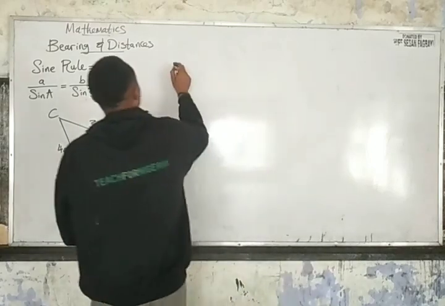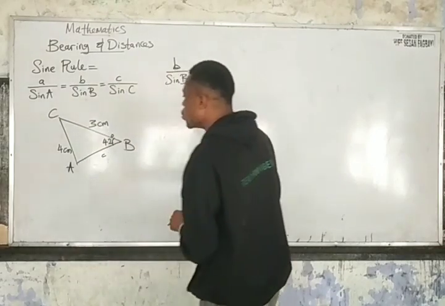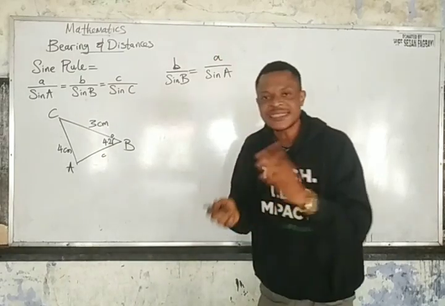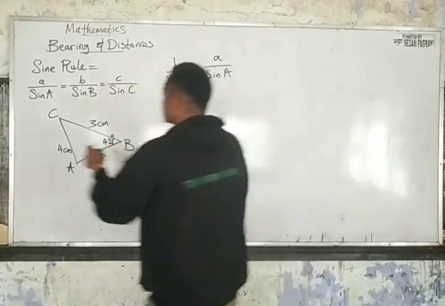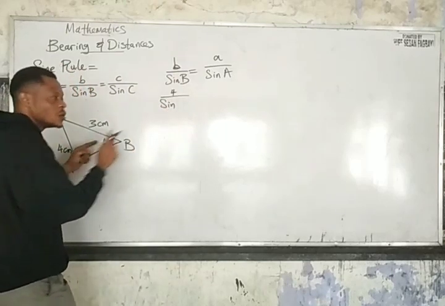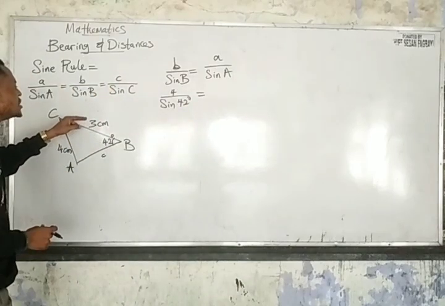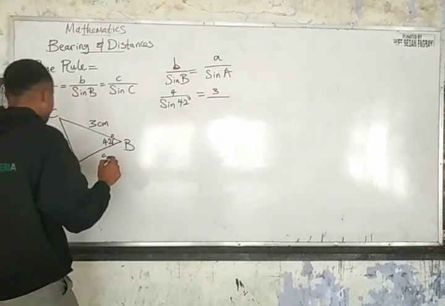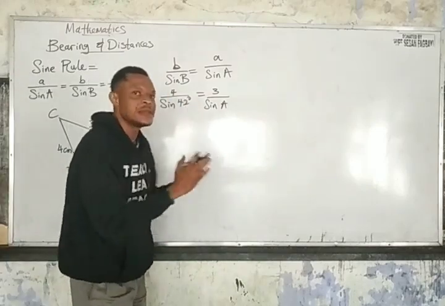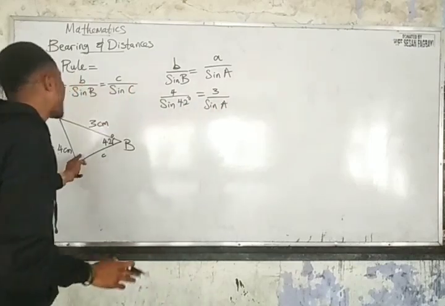I'm trying to say, okay, let me start with b over sine B equals a over sine A. Like I said earlier, this will work because b is 4 centimeters over sine 42, which is angle B, 42 degrees, equal to a, the small letter a, which is 3, over sine angle A. In this case, the only missing point here is sine A. By the time we work this out, we are going to get what the angle A is.